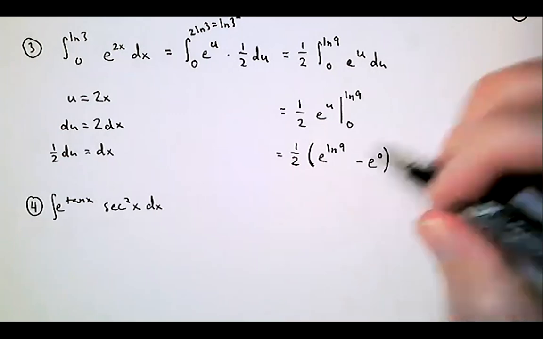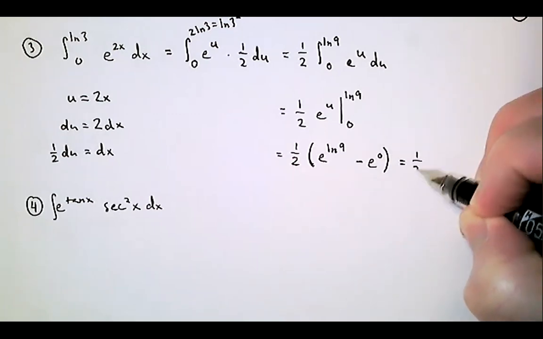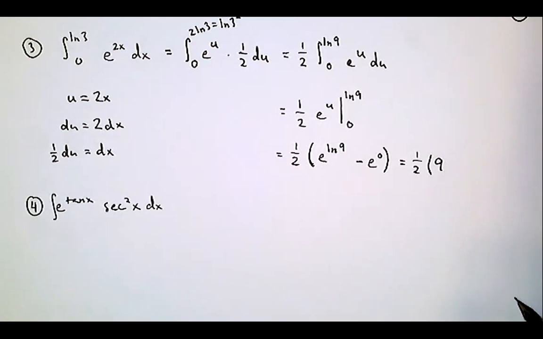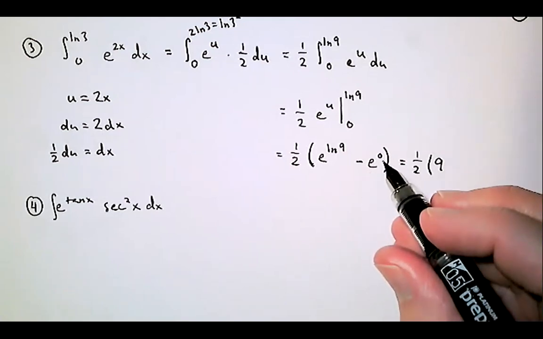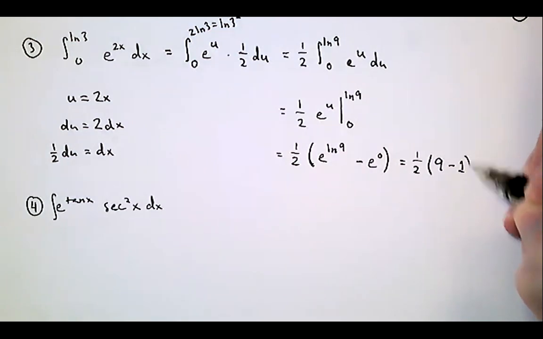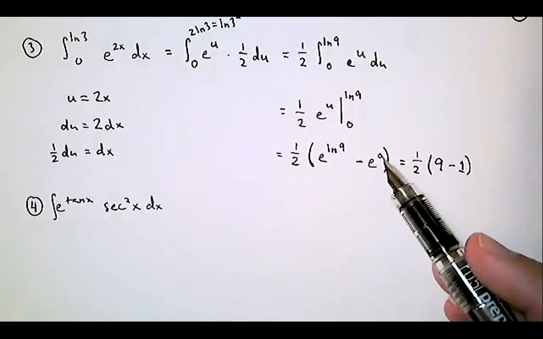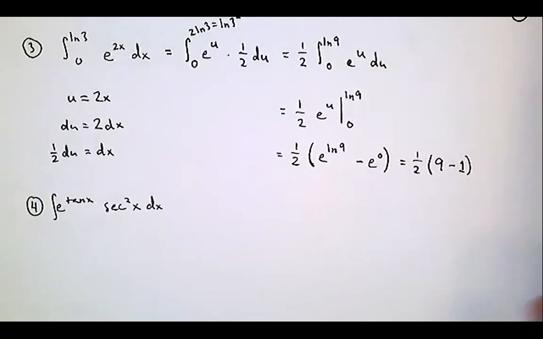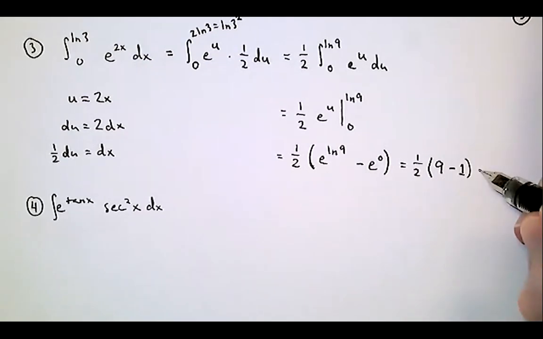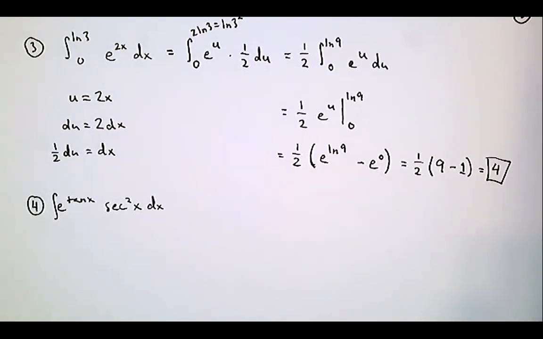Okay, so what's left? We still have the half in the front. The e and the natural logarithm cancel each other. We're just left with 9. e to the 0 power. Anyone know what that is? 1. It's 1. Good. Right, any number except 0 to the 0 power is 1. So what we're left with here is 1/2 times 8. So that's 4. Any questions?